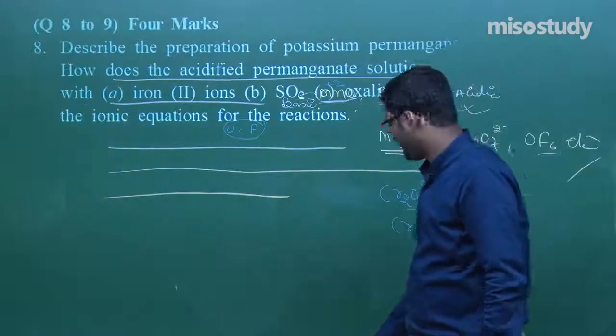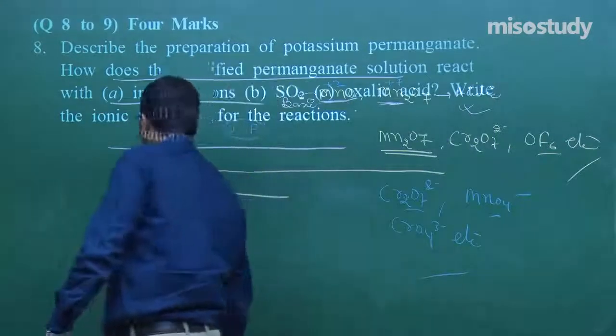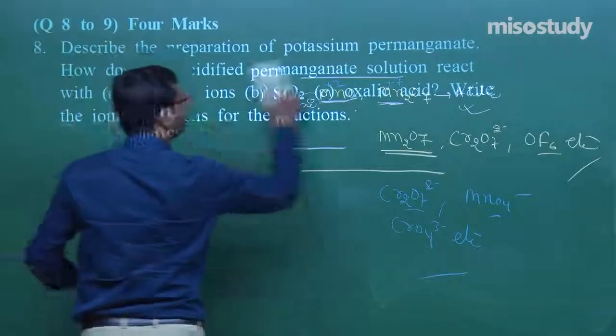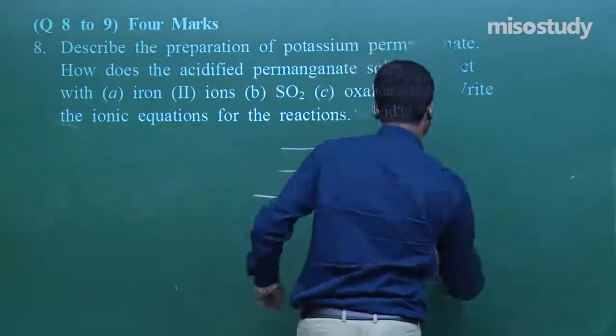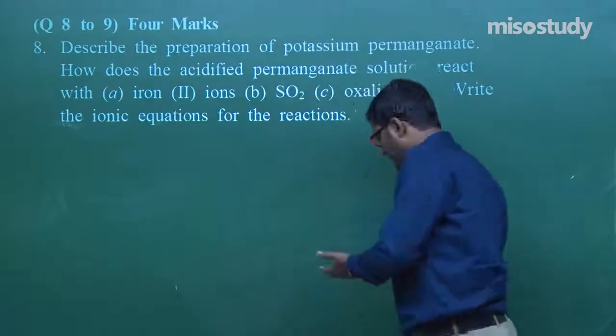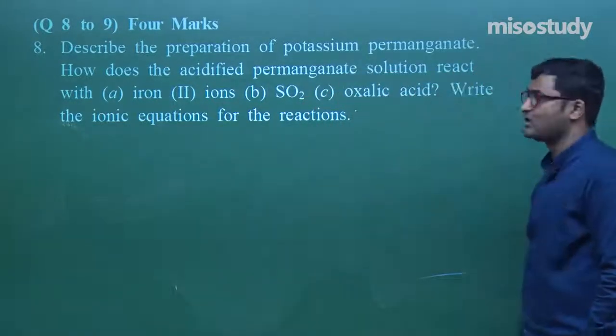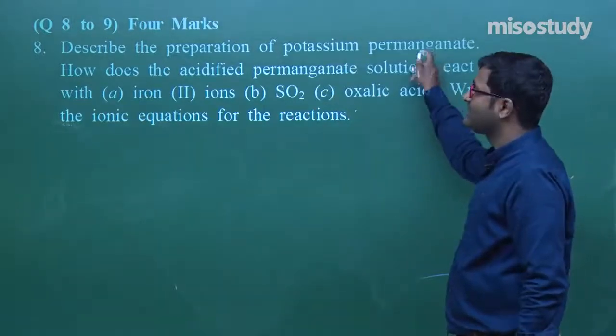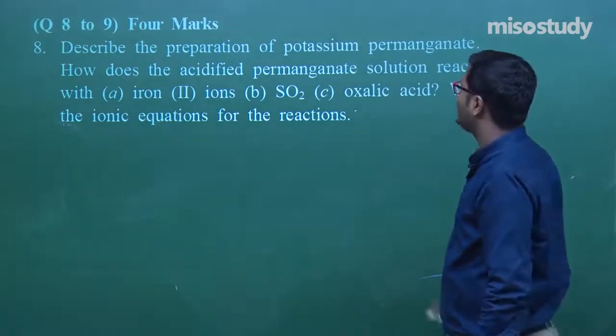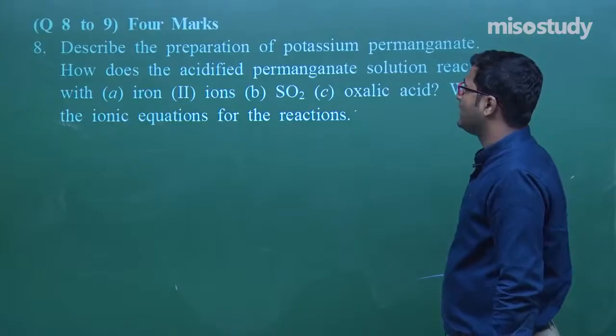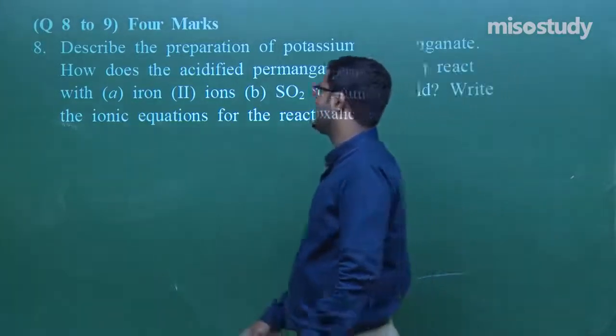Let's move to the next one, that is question number 8. Wait for a moment. What is given here? Listen carefully. The question here is, describe the preparation of potassium permanganate. I have discussed this in my lecture also. How does the acidified permanganate solution react with iron 2, SO2 and oxalic acid?